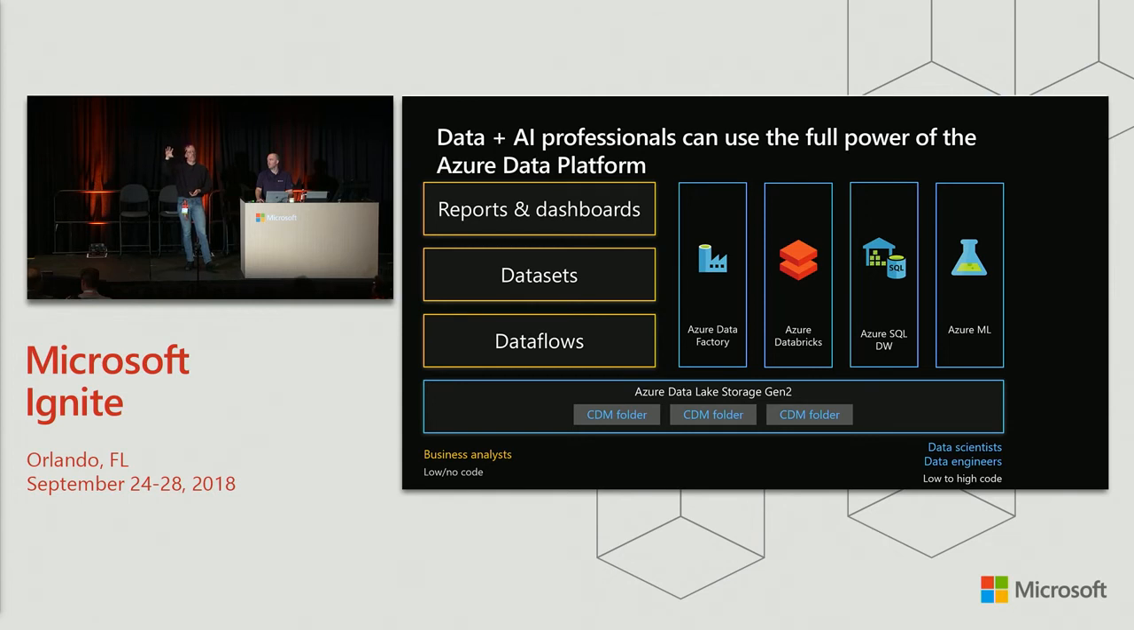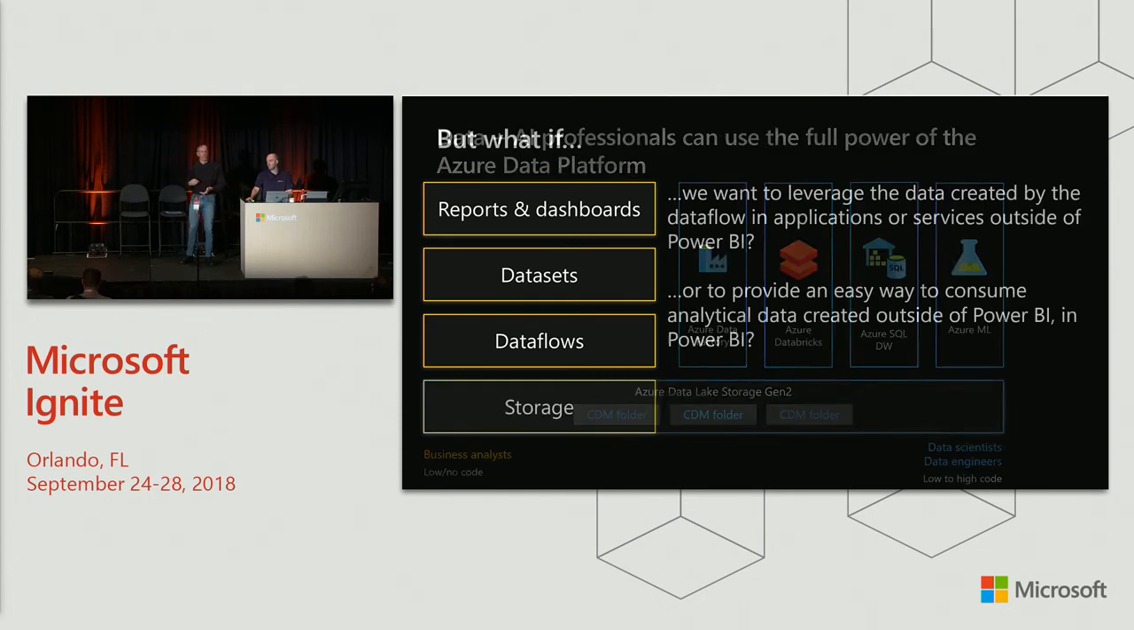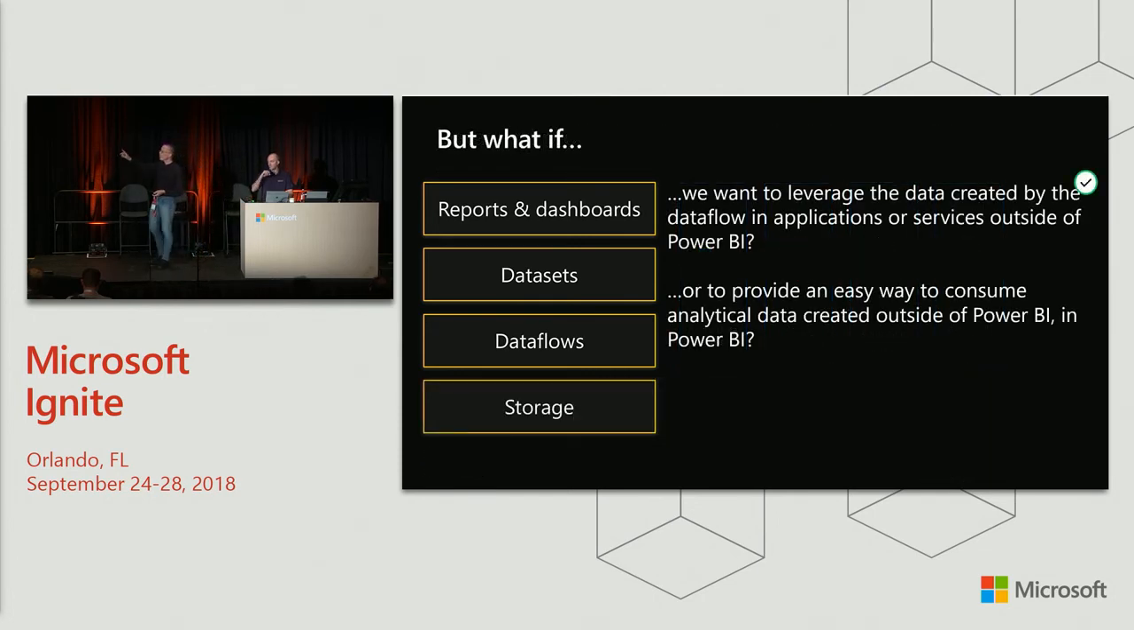For each data flow, there is a folder. There is a JSON file in that folder that has metadata about entities and queries and so on. And then for every entity, there's one or more text files. We store it as CSV and JSON so that any application that knows how to read CSV files and JSON, which in 2018 is every application that exists, can work with this data. So if Power BI writes it, other applications can read it through the bring your own lake capabilities.